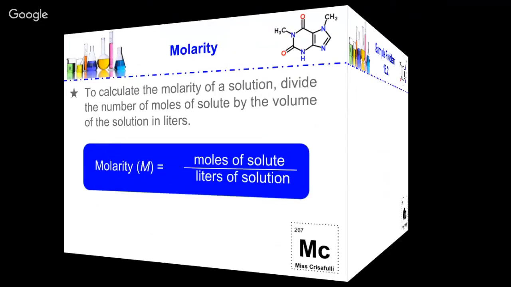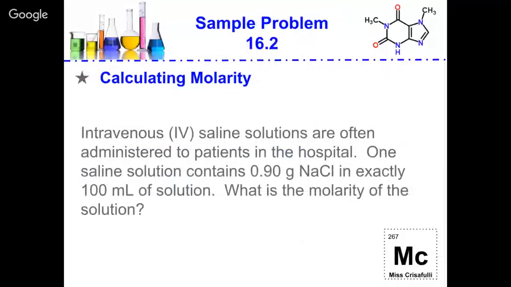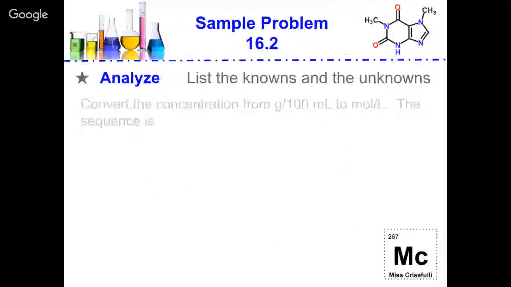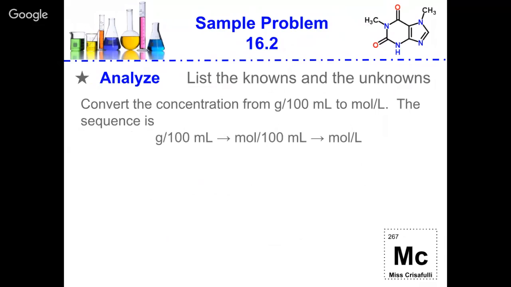So as always, let's do a practice problem. A saline solution contains 0.9 grams of sodium chloride in exactly 100 milliliters of water. And I want to know what the molarity is. Anytime you think molarity, you should think moles per liter. So we have to convert our grams per 100 milliliters to moles per liter. So this is how we're going to do it. We're going to go grams per 100 milliliters to moles per 100 milliliters to moles per liter.